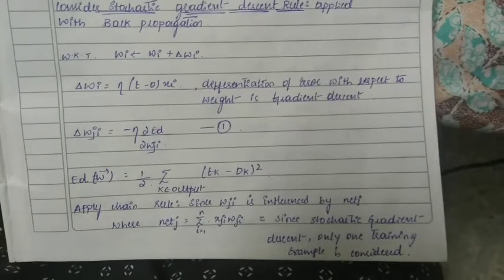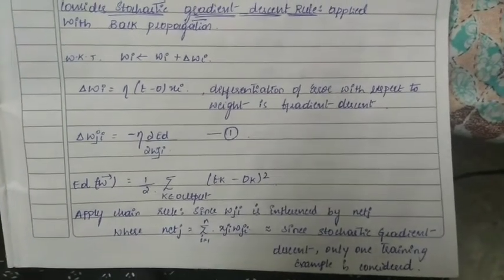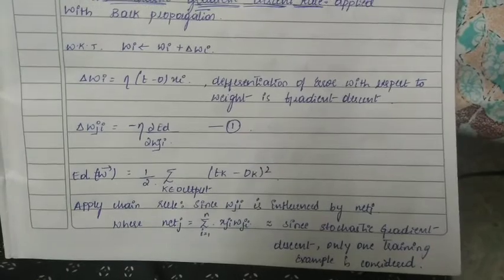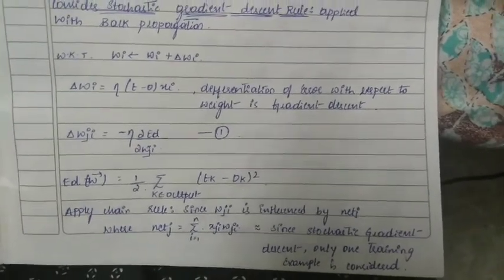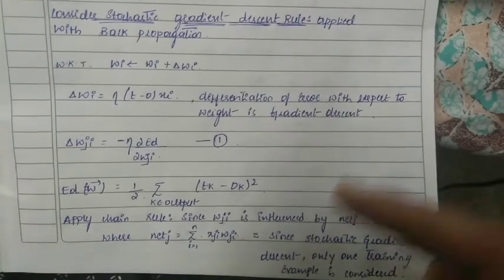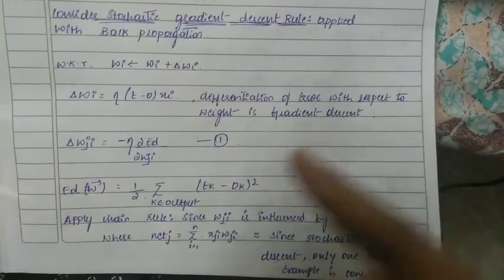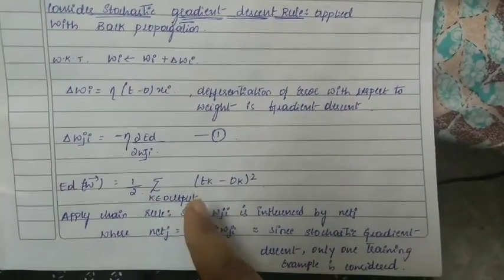So the error is given by E_D of the weight vector w, which is equal to half of the summation over k belonging to the outputs of (t_k minus o_k) the whole squared. So let's apply the chain rule. Since it is stochastic gradient descent, that's why here I have considered only one summation.